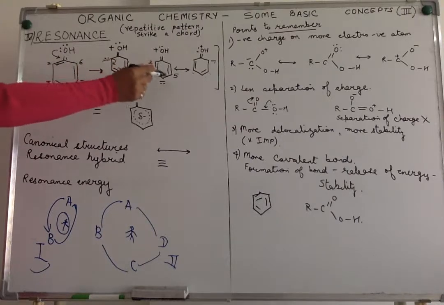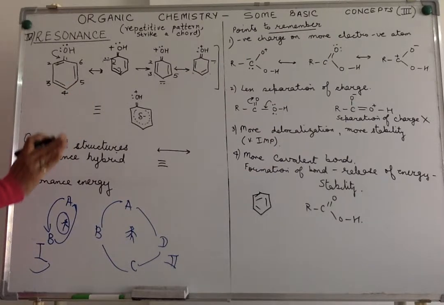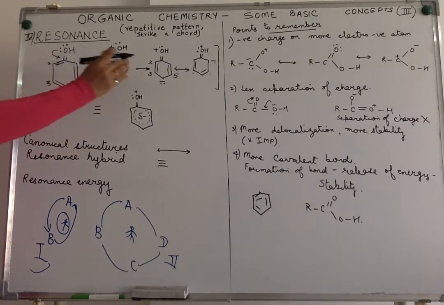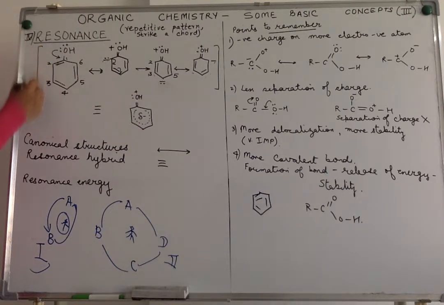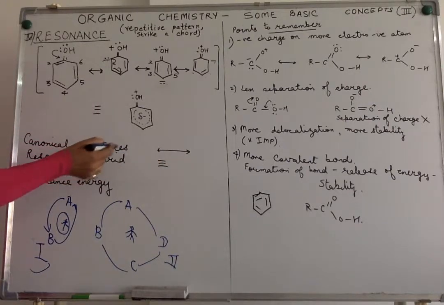1, 2, 3, 4. These are all structures of the same compound. They are differing only and only in the way the electrons are distributed. The structures, if you notice, they are all the same. Hence, they are all equivalent structures. To denote equivalence of structures, we indicate it by a double-headed arrow. So canonical structures are represented by a double-headed arrow.